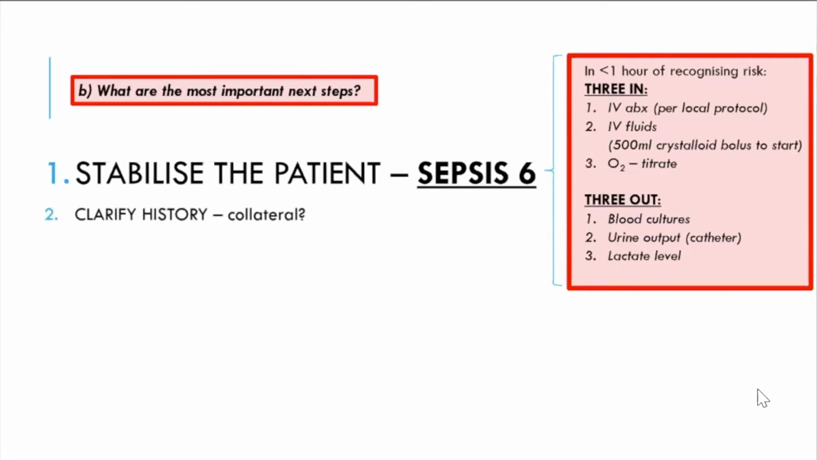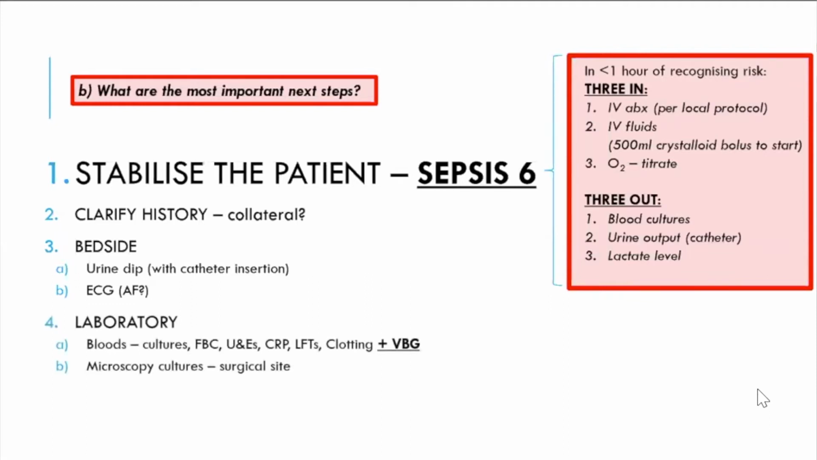Clarify the collateral, do some bedside tests. You might want to do a urine dip when you put the catheter in, do an ECG, looking for anything else that might be going on. They're known AF, you want to make sure they've not flipped into fast AF. Lab-wise, send bloods off, and definitely culture the surgical site. And imaging-wise, you want to think about doing an X-ray of the hip and the pelvis.